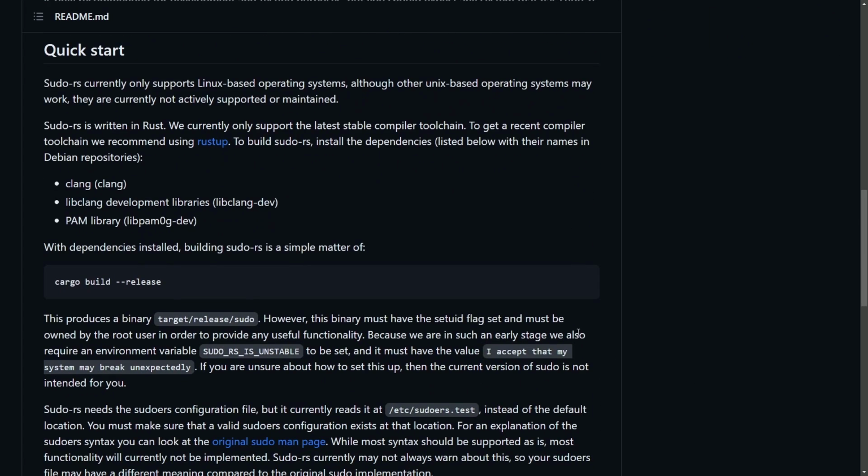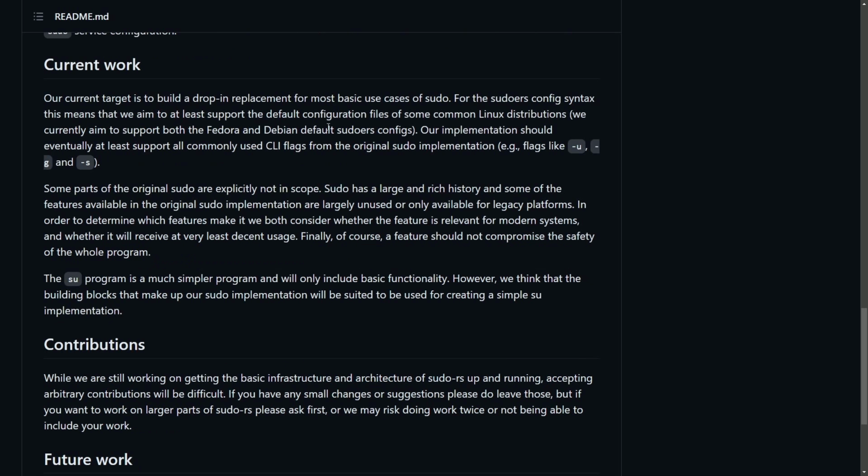The Linux and open source community has definitely seen a big push for putting Rust into almost everything, including 1, the kernel, which has been slow and steady in development with Rust, 2, everyday tools, and even 3, the GNU-based utilities that we all know and love from Linux. Sudo RS currently only supports Linux-based operating systems, although other Unix-based systems are on the way. The current work and target here is to build a drop-in replacement for the most basic uses of Sudo. For Sudoers config syntax, this means that the aim is to at least support the default configuration files for some of the Linux distributions. We currently aim to support both Fedora and Debian default Sudoers configs.